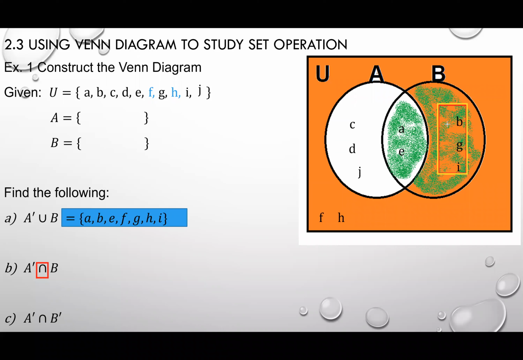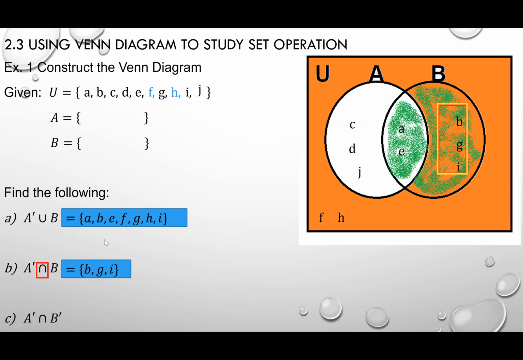Do you agree that this is the only region that has the green spray paint and the orange paint? If I ask you what is outside of A and must be in B, do you agree that B, G, I are the only three items that are outside of the A circle and also inside the B circle? Okay, and that's what you guys need to identify. You need to identify what the operation is here. Both of them look very identical, but the union versus the intersection tells you which one to use.